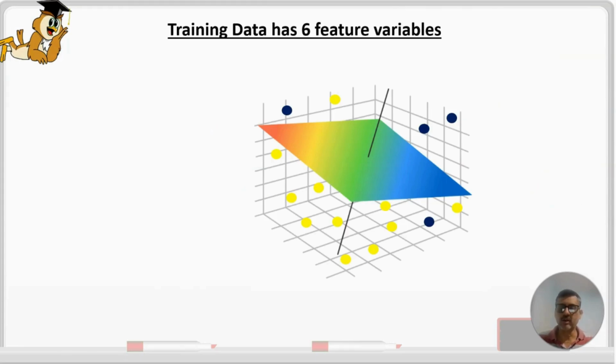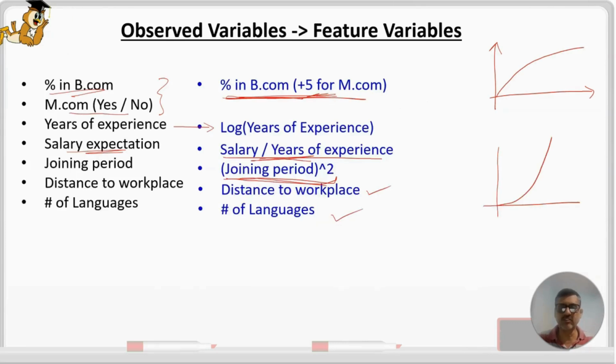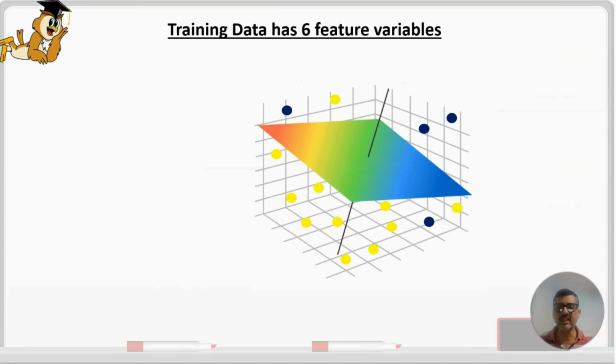Okay, so consider the problem here. I always keep going back to examples. This is a 3D view, but your training data has basically 6 feature variables, right? So there are 6 of these now. There were 7 observed variables. There are 6 feature variables, right? So this is a 6-dimensional space. Okay, 6-dimensional space, and in this 6-dimensional space, these points represent candidates who were selected and rejected.